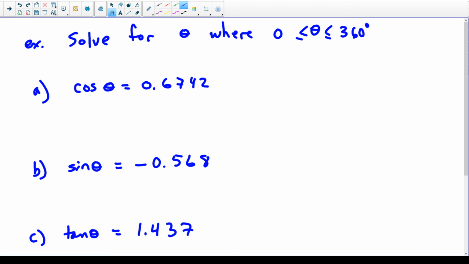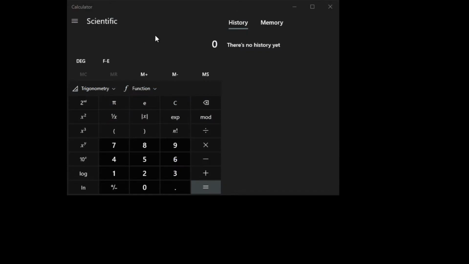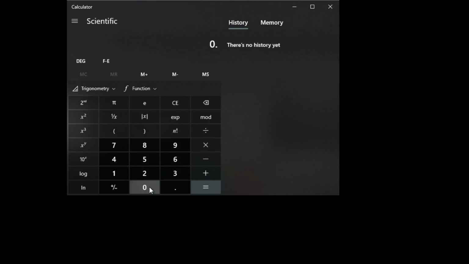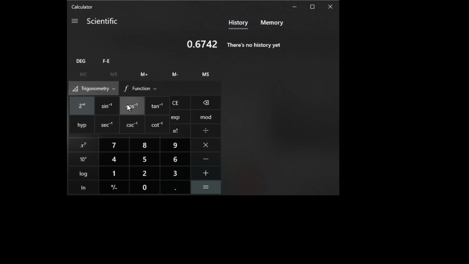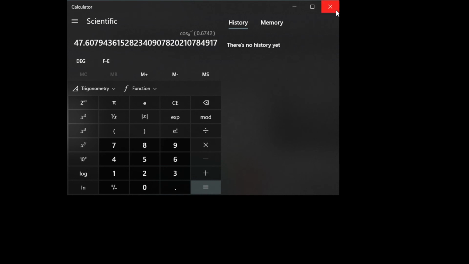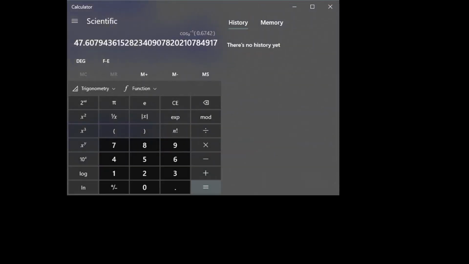Now, for the first one, should be pretty easy. Let's just arc cosine and see what happens. So what is the arc cosine of 0.6742? So let me call up my calculator here. 0.6742 arc cos. That gives me 47.6 degrees, so let's round it off to 48 degrees. Okay?